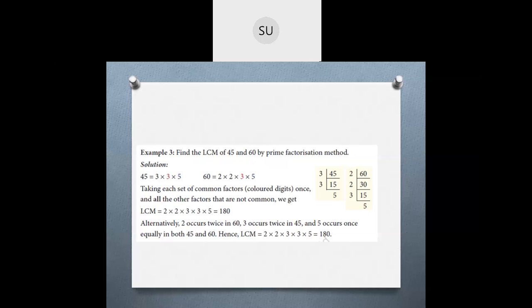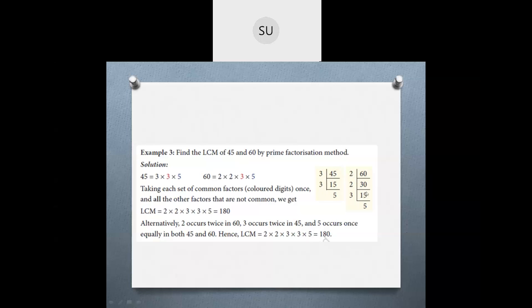Then, the prime factorization method. So we've seen how to do prime factorization when we were learning factorization, correct? So to find LCM by the prime factorization method, they'll give you two numbers, right? So you prime factorize both the numbers, find the prime factors for both those numbers. Then from those prime factors, take each set of common factors once. For example, here they've found LCM for 45 and 60. So they have done prime factors for 45 and 60.